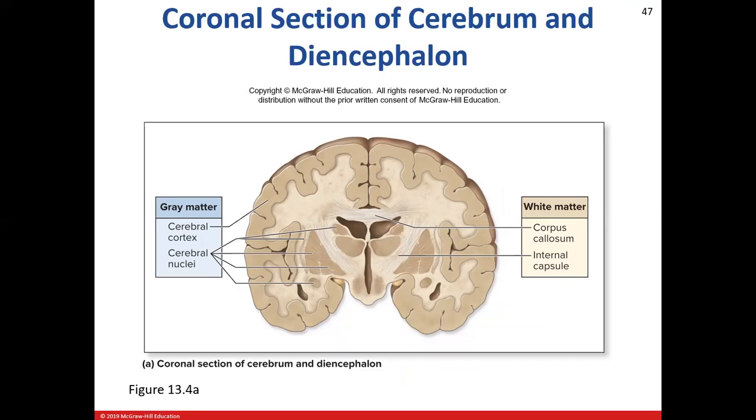Here you'll notice that we still have this coronal section of the cerebrum and the diencephalon, where again we're still getting a good representation of the white matter, including the corpus callosum. You'll see we also do have the internal capsule. And then here we have the gray matter representation here in the cerebral cortex.